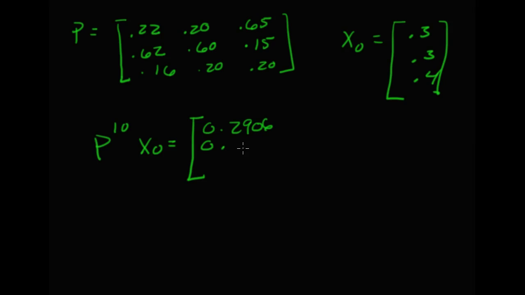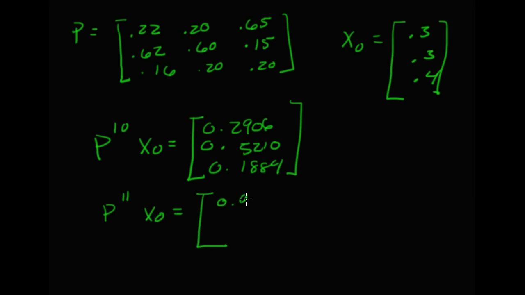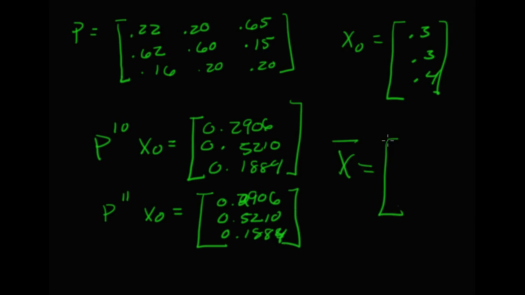0.2906, 0.5210, 0.1884. Now, I need to verify that this is the steady state, so what I do is I take the next power. And if I take the next power and I get the same thing, that means that my matrix is now stuck in that state. So this is my steady state. So X bar will be this 0.2906, 0.5210, 0.1884. And that's my steady state. So that's number 5.